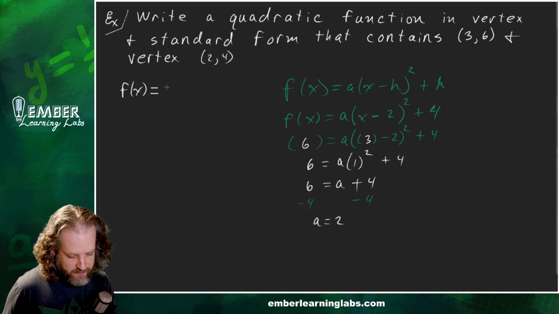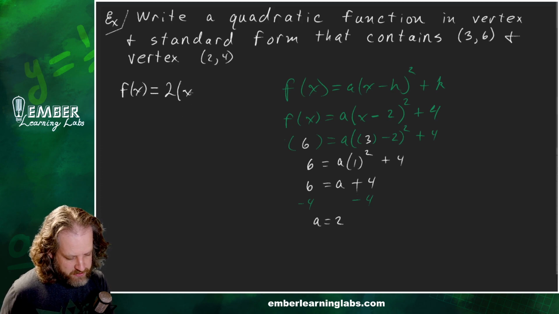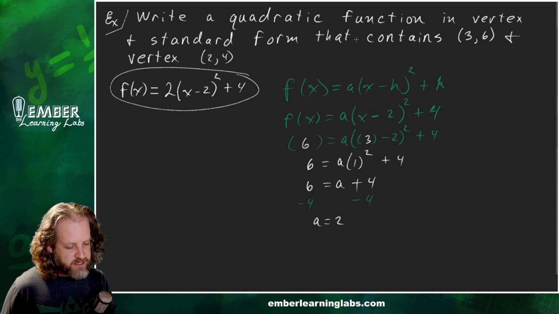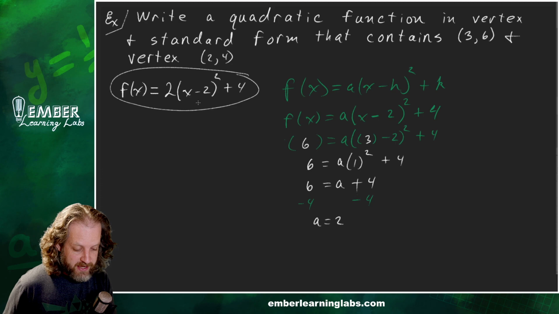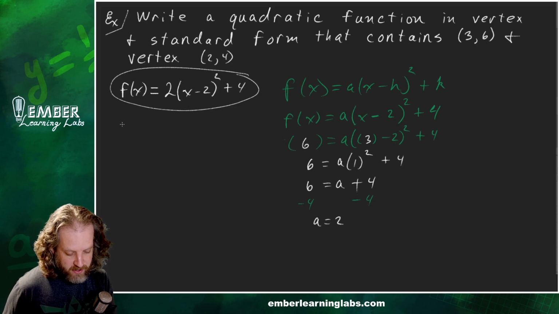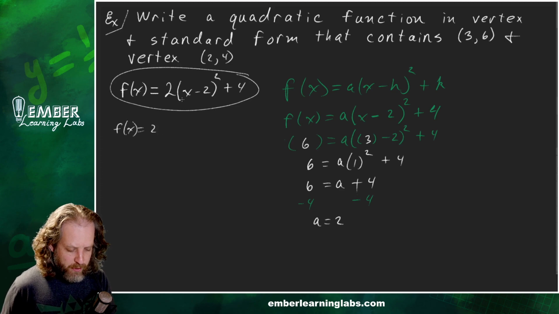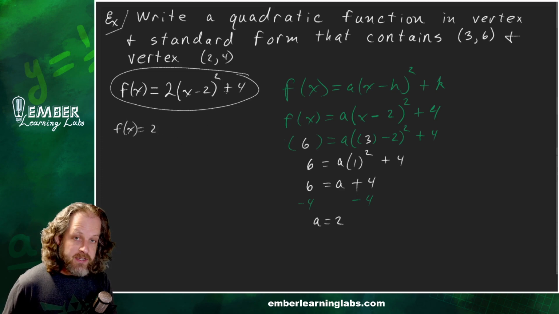So f of x equals 2 times (x minus 2) squared plus 4. So that is vertex form. That's part of our answer, but we also need to find standard form. So what we need to do is get rid of this stuff here. So I'm going to go ahead and rewrite this as f of x equals 2, but I'm going to rewrite this as (x minus 2) times (x minus 2).